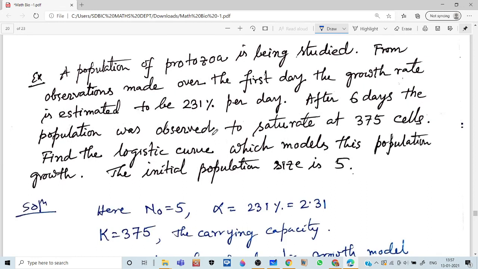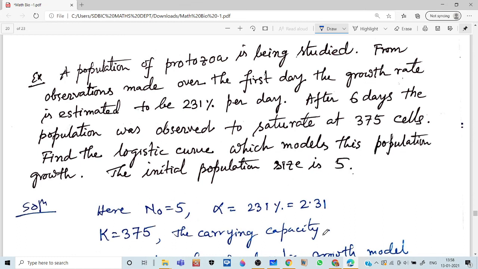Next problem by this logistic growth model. A population of protozoa is being studied. From the observation made over the first day, the growth rate is estimated to be 231% per day. After 6 days, the population was observed to saturate at 375 cells. Find the logistic curve which models this population growth. The initial population size is 5, so n0 equal to 5.